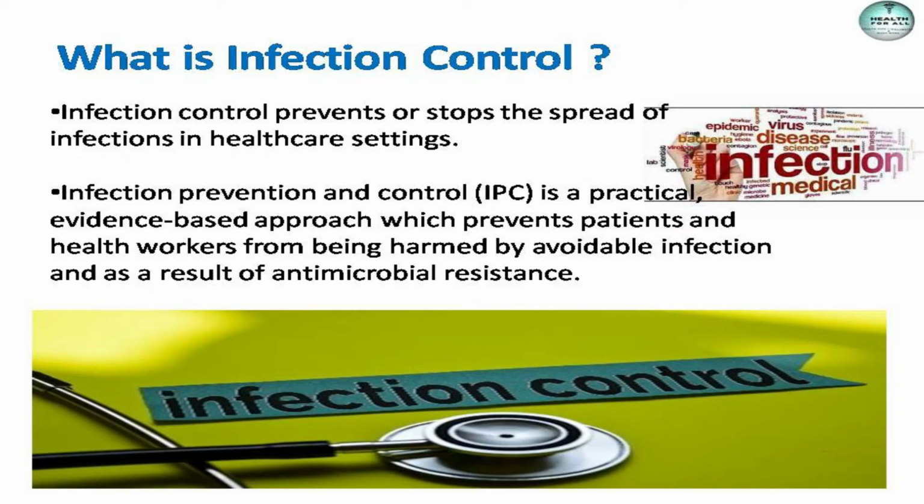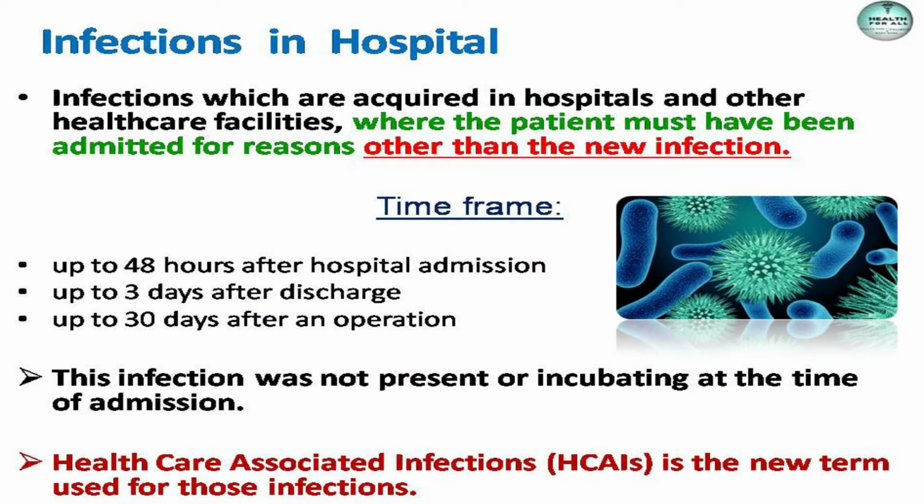Now, what is infection control? Infection control is a set of methods that are used to prevent the spread of infection in hospitals. These are infections acquired in hospitals and other healthcare facilities where the patient was admitted for a reason other than the infection. The time frame includes up to 48 hours after hospital admission, up to 3 days after discharge, or up to 30 days after any operation or OT. This infection was not present or incubating at the time of admission. Healthcare associated infections, or HCAIs, is the new term used for those infections.